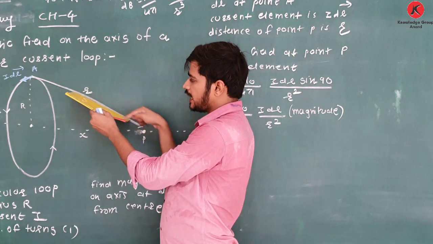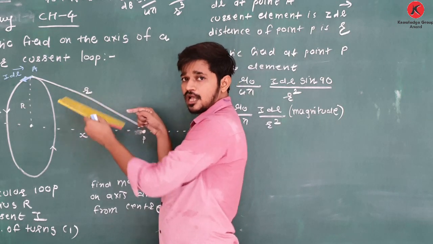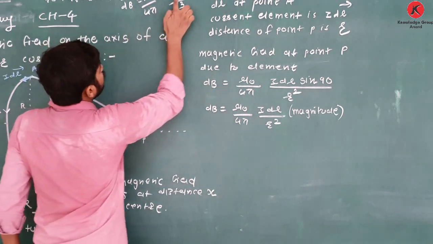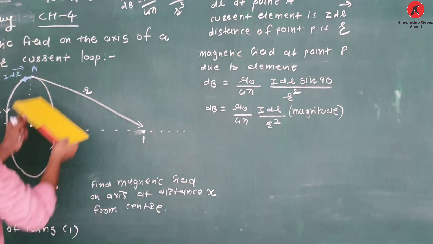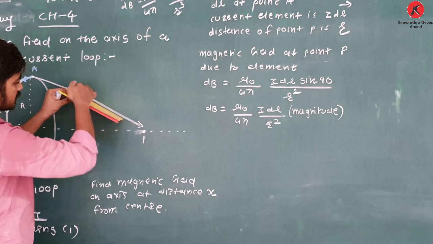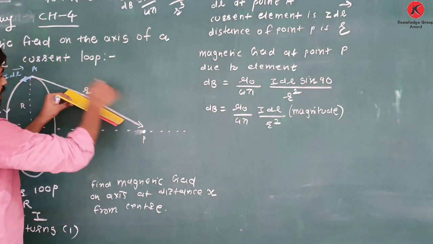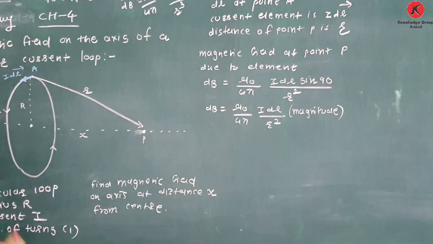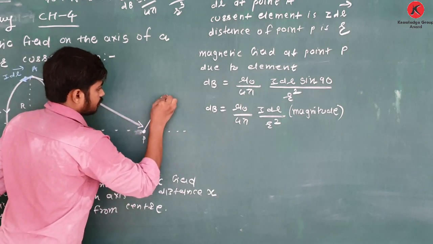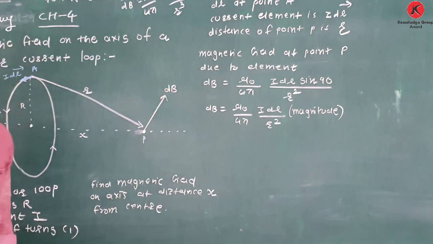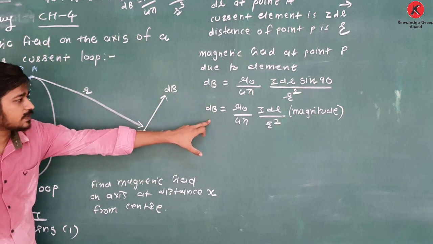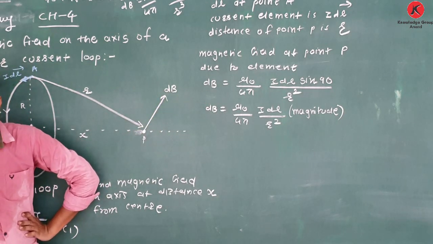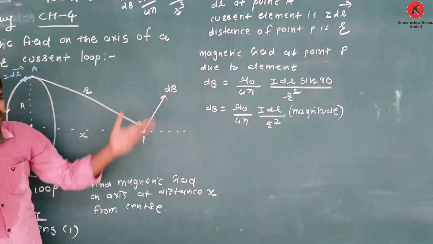But see, as per this plane, we know that the resultant magnetic field dB is perpendicular to both I dl and r. So if the plane is like this, with r and I dl, then the magnetic field will be perpendicular to it in this direction. Clear about this? So yes, due to current element I dl at point A, the magnetic field at point B is dB, its magnitude and direction are as shown in the figure.